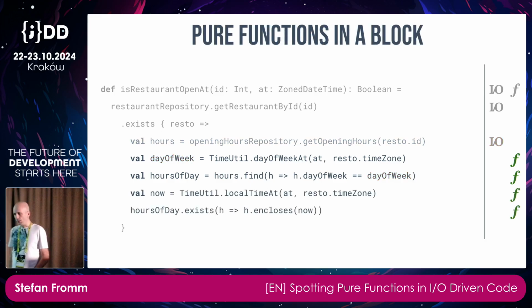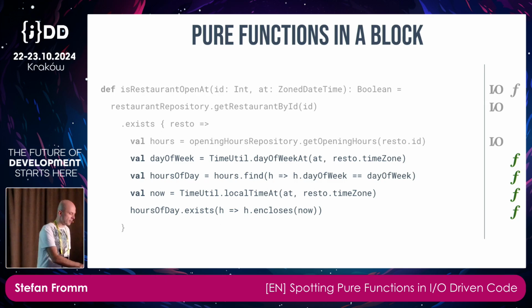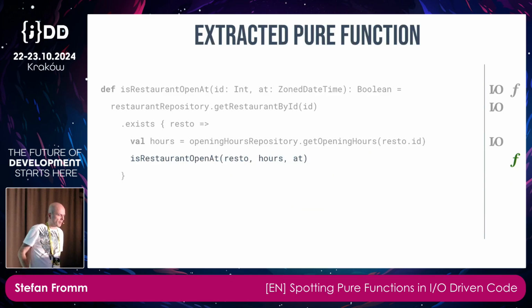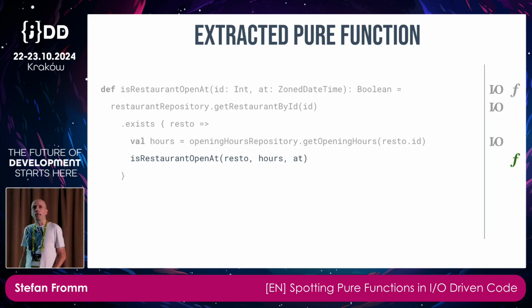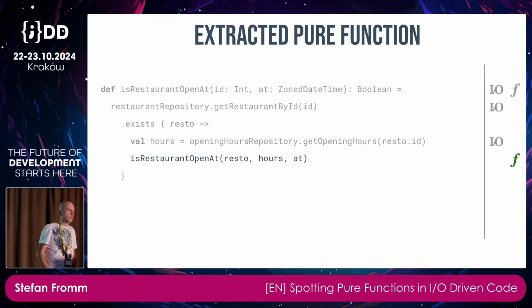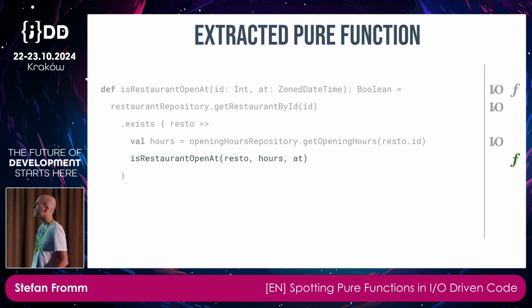Now we have a huge block of pure functions here at the bottom, and I will do what I did in my earlier days as a programmer. I will separate them out and compose them into a bigger pure function that contains all four of them. And now this new pure function takes three arguments: the restaurant, opening hours, and the moment of time. And this is enough to calculate if the restaurant is open or not.